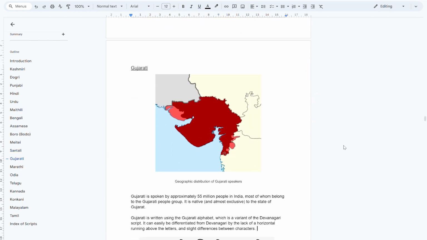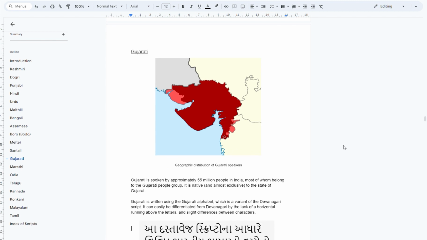Next, we move on to Gujarati. So Gujarati is spoken by about 55 million people. Almost all of those are in the state of Gujarat. Again, another one that's pretty easy to remember where they are. Gujarati is spoken in Gujarat.